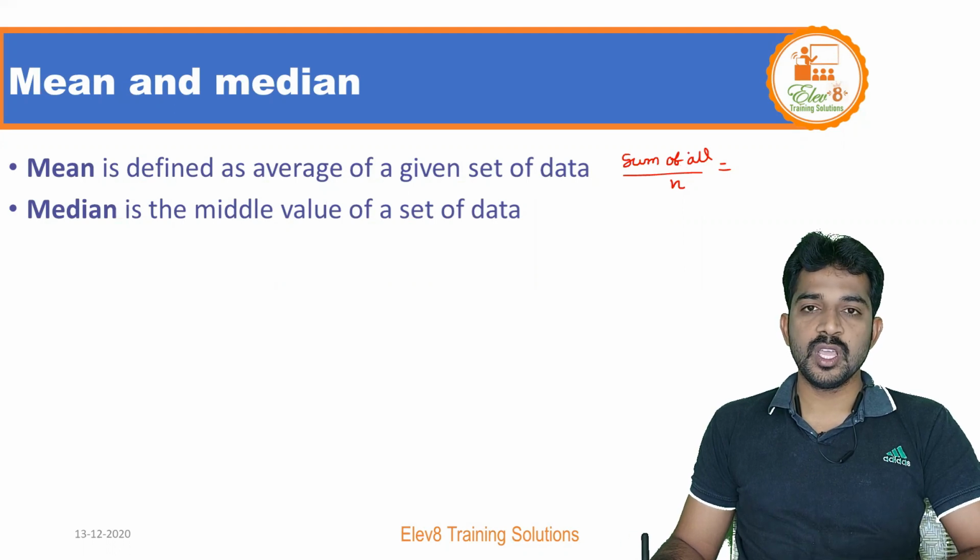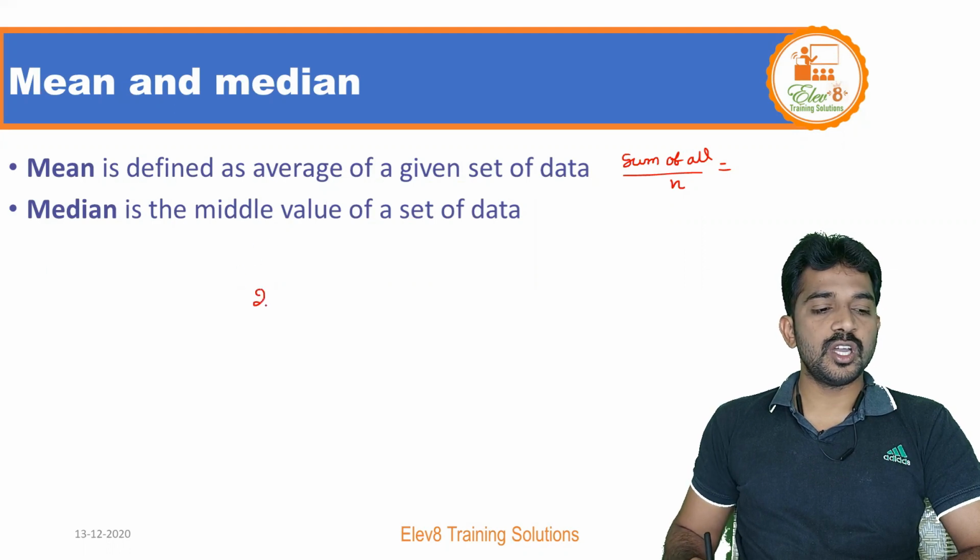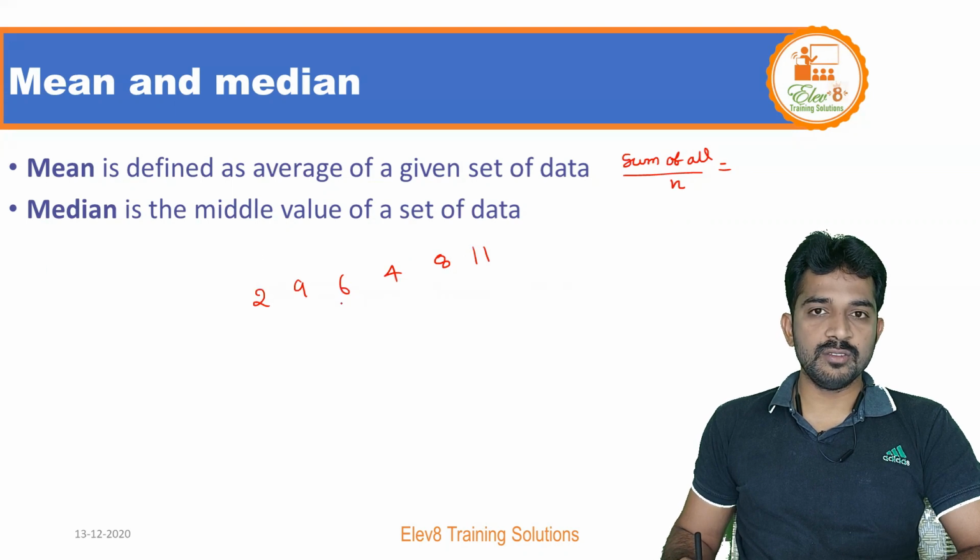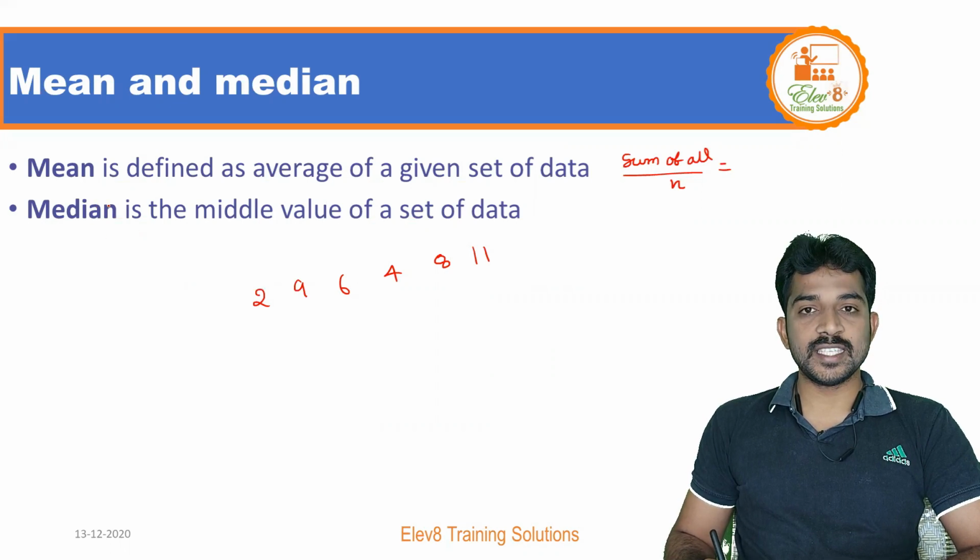It's very simple. Coming to the median: the median is the middle value of a set of data. What is the middle value? For example, consider 2, 9, 6, 4, 8, 11. What is the median of these values? It is not simply the middle two values as given. Please note: to calculate the median, the data should first be in ascending order.